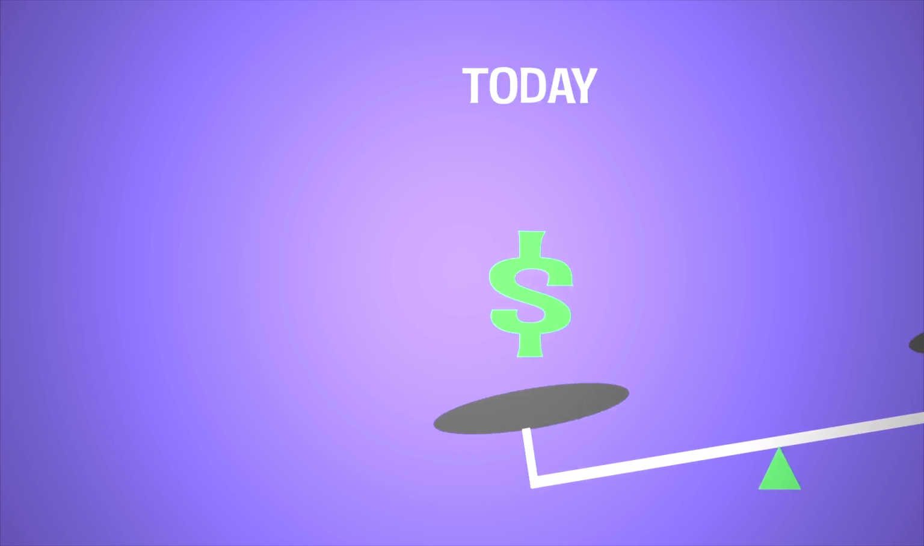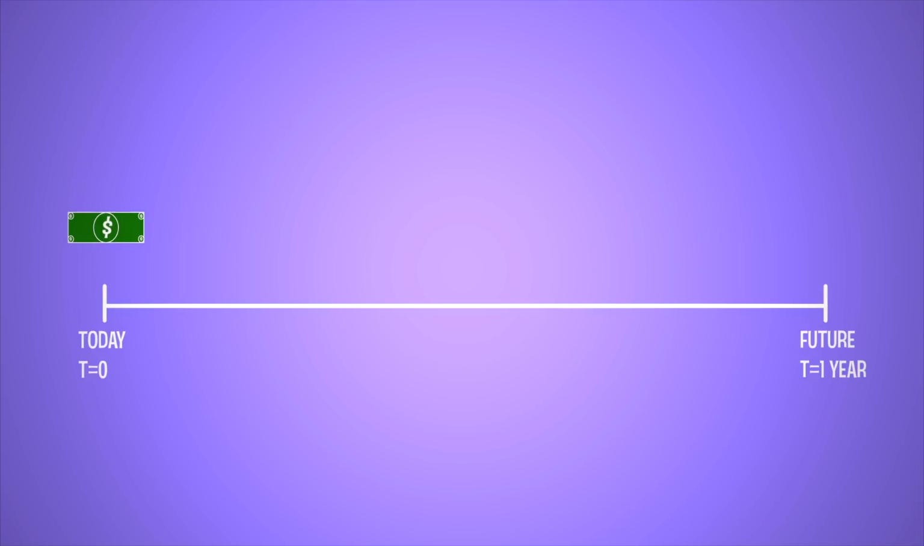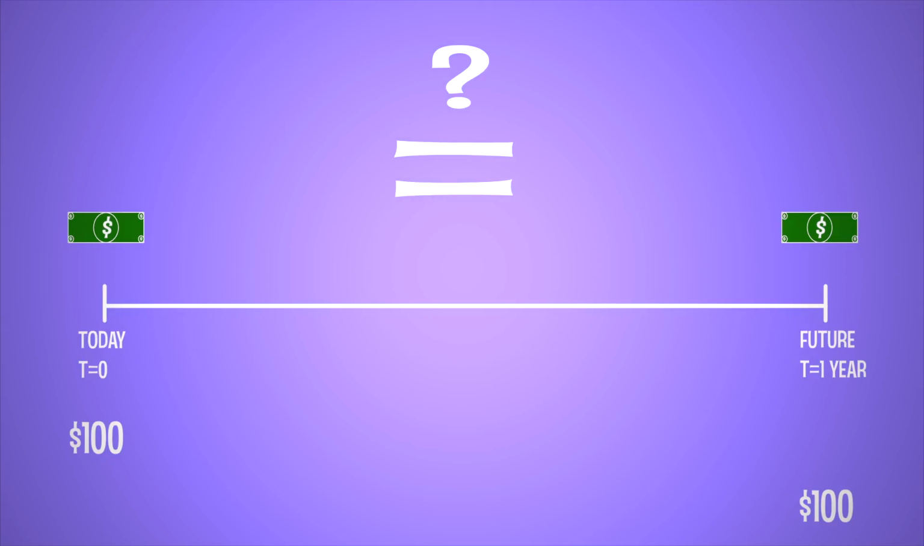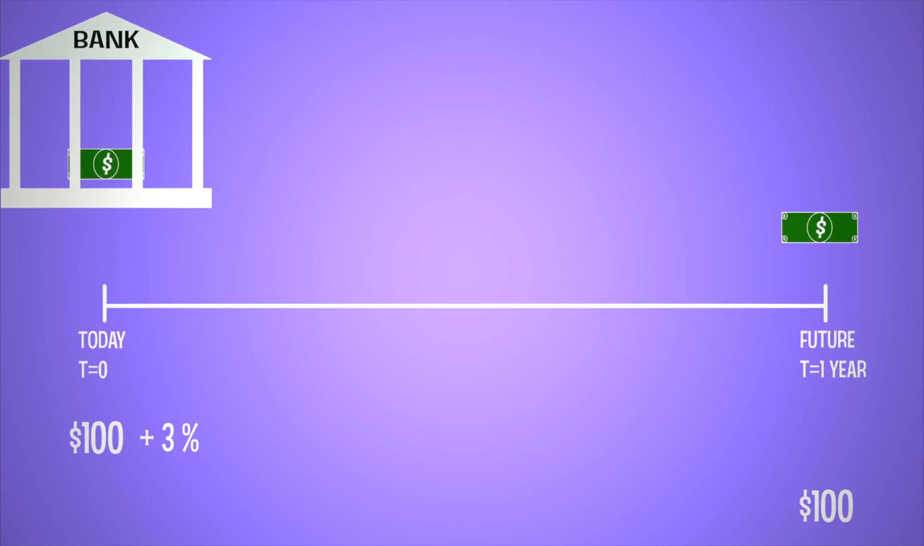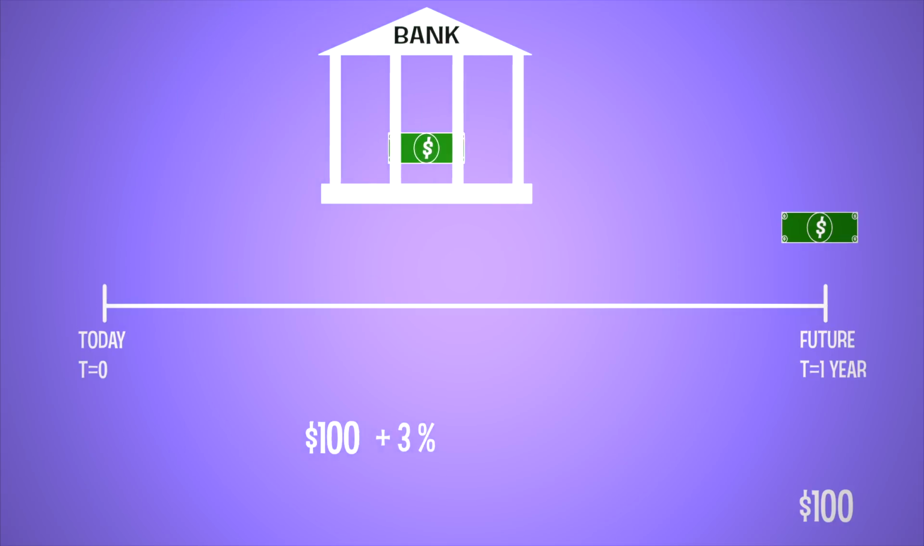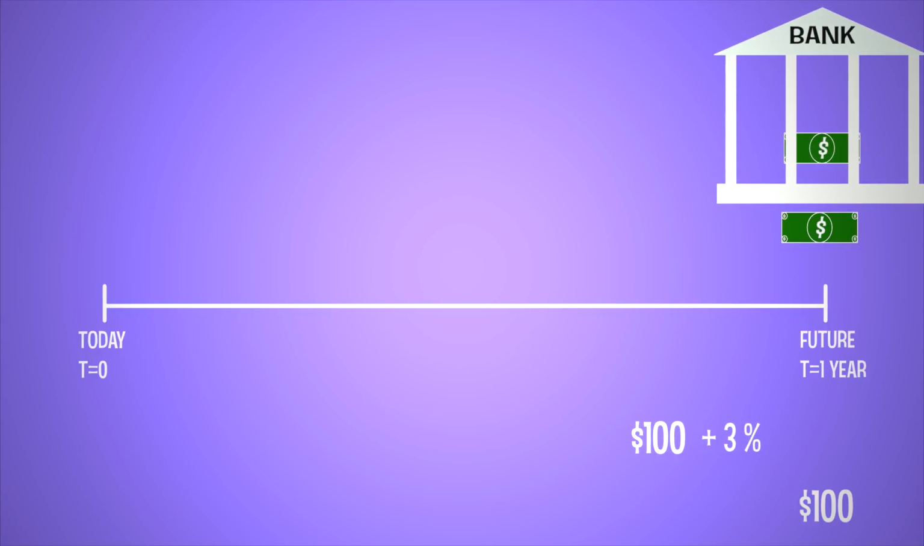Well, let's say today we have the choice between $100 that we would receive today and $100 that we would receive 1 year in the future. Now, how do we pick which one? Now, they seem the same, right? It's $100, $100. But if we take that $100 today, we can put it in the bank, earn some kind of interest on it, say 3%, and a year from now, it's worth $103.